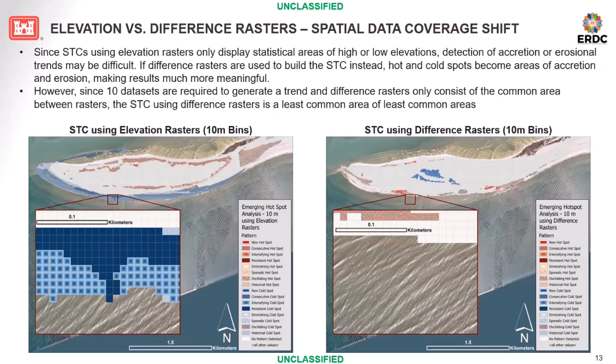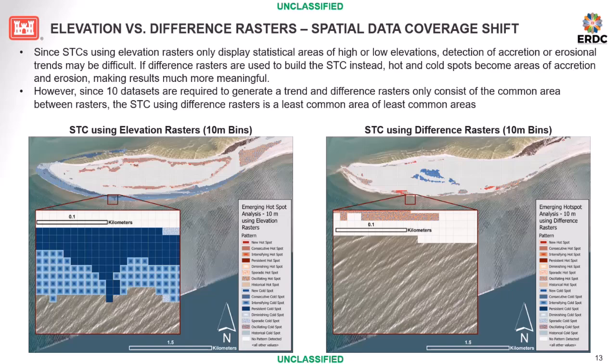However, since the space-time cube requires 10 different data sets at any particular location to be able to give a trend based on the statistical minimum, the difference rasters are limited. And so you can see on the left side, on the zoom in plot, that we get the cold spots where we have bathy, but then on the right side, you don't really have data trending in that area very much. And that's because you don't have 10 different data sets that are actually out there in the bathy, because you're taking a least common area whenever you do a difference raster.